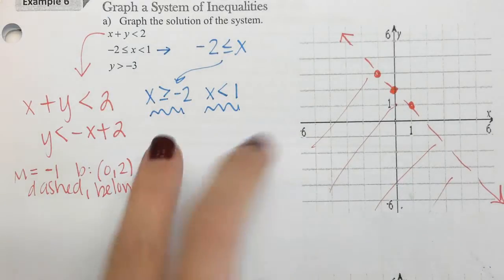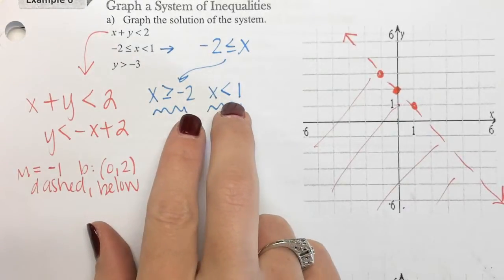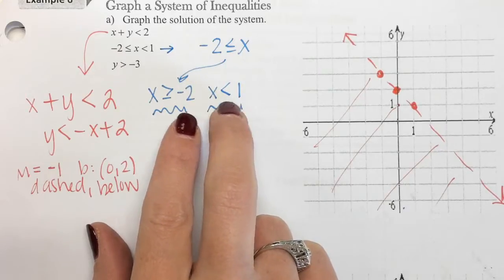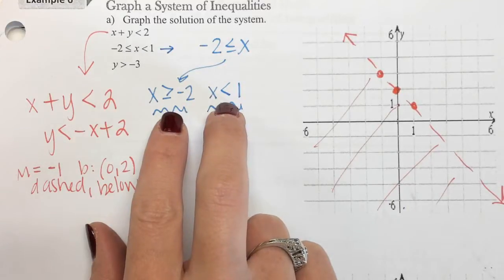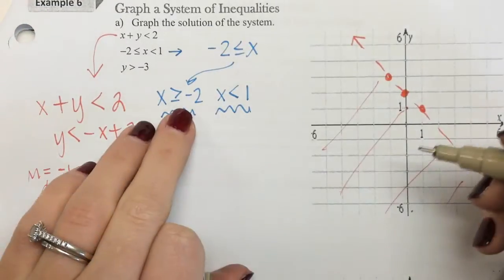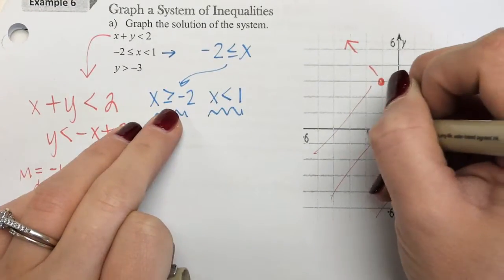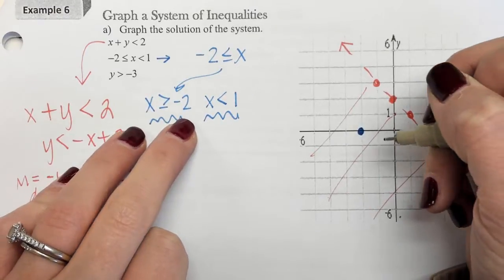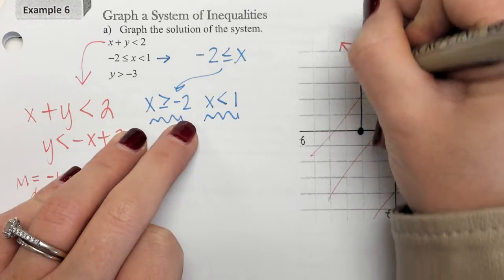Important question. What's the slope of both of these? No. No. Undefined. Good, because these are what kind of lines? Vertical. Good. Let's draw this one first. So you draw a point at negative 2 on the x-axis. It's vertical. Is it solid or dashed? Solid. Solid up and down.